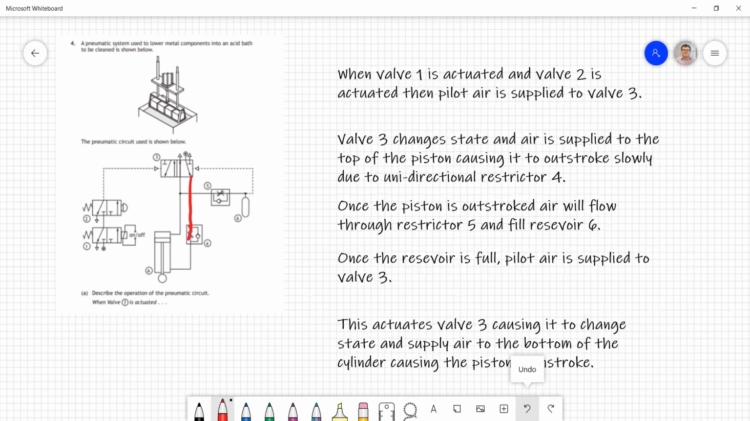There's no restriction in this direction. It can flow through both parts of the restrictor because it's only restricted going up the other way, if you like, in this diagram. It flows along here. Our piston, which is currently outstroked, will now be instroked by air being supplied at the bottom. And that will be where everything stops in this circuit, because this is a semi-automatic circuit, meaning until we actuate valves 1 and 2 together again, nothing else is going to happen. So the piston will remain instroked until it all starts again.